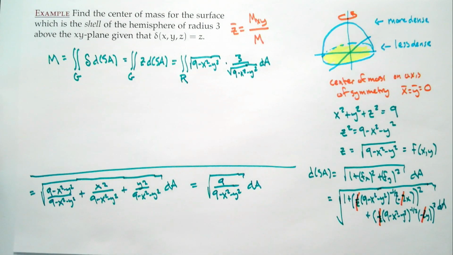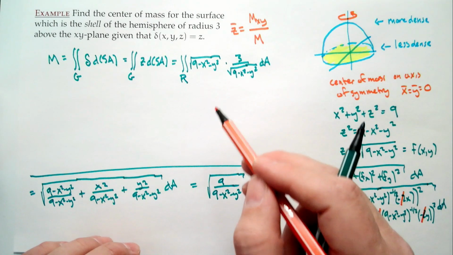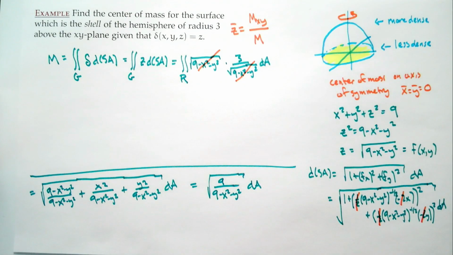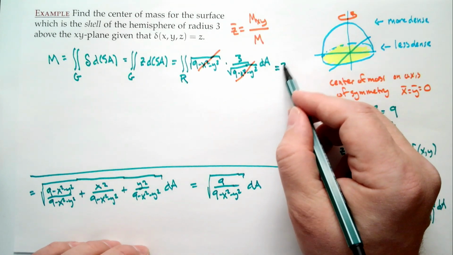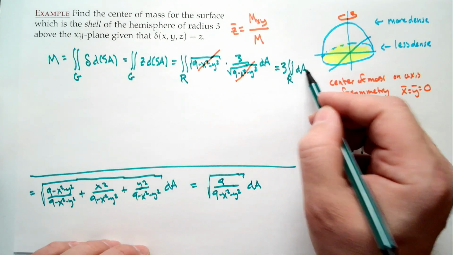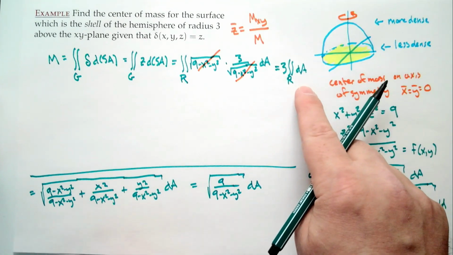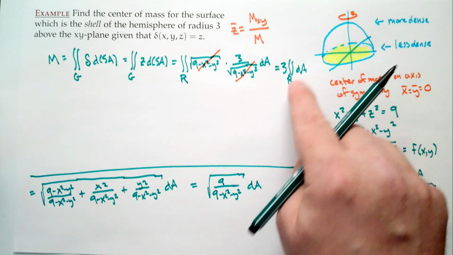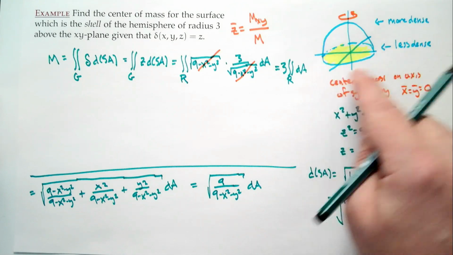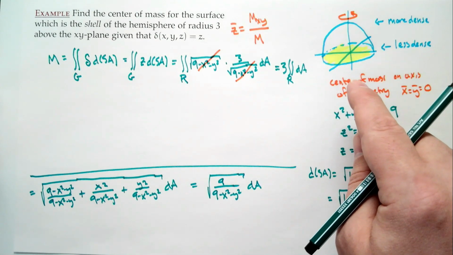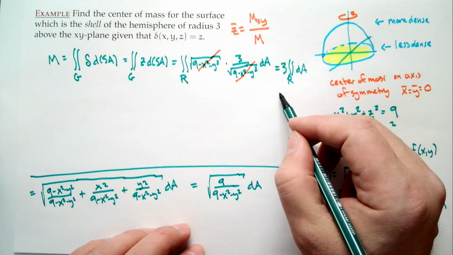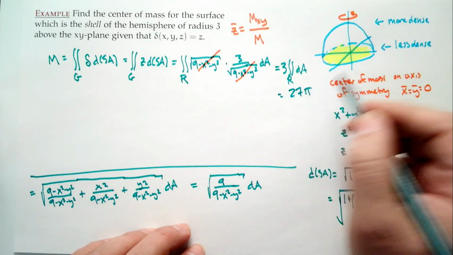Well, what happens? You get cancellation. So what are we integrating? Well, we're integrating 3. The 3 you can pull out. So that's 3 times the integral over your region dA. If you integrate 3 over your region, what are you finding? You're finding area, right? Your integral over your region dA is area. Do we know how much area there is in a circle of radius 3? 9 pi, right? Pi r squared. So that says we're going to get 3 times 9 pi, which is 27 pi.